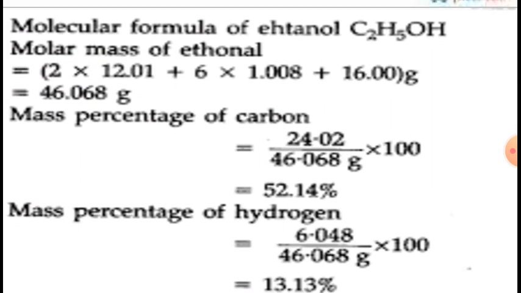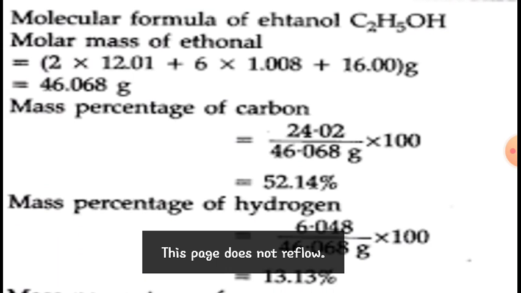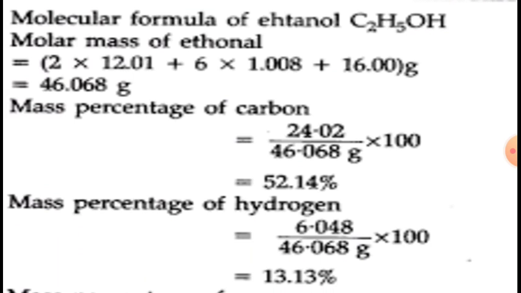Here are a few examples from which you can understand in a better way how we can find out the mass percentage of any element in the given compound. I have selected the molecular formula of ethanol. The formula is C2H5OH. First of all, we have to calculate the molar mass of this molecule. This molecule of ethanol has 2 carbon, 5 hydrogen, 1 oxygen and 1 more hydrogen. So the total number of hydrogen is 6.